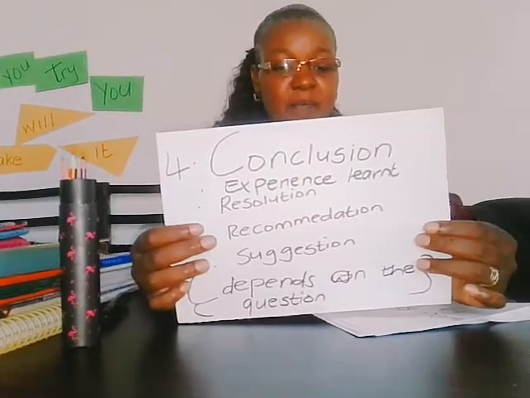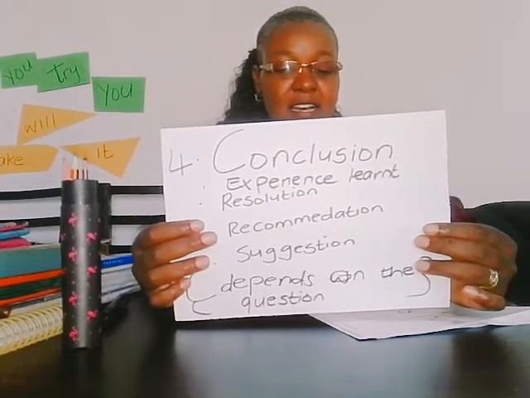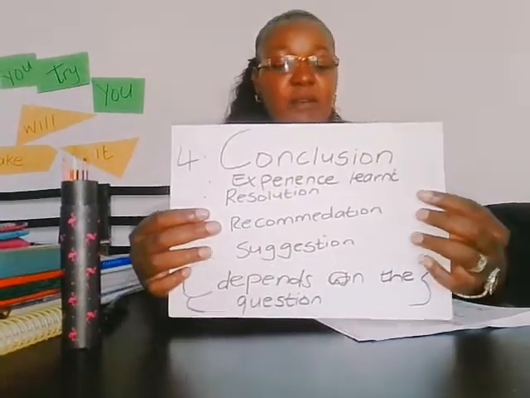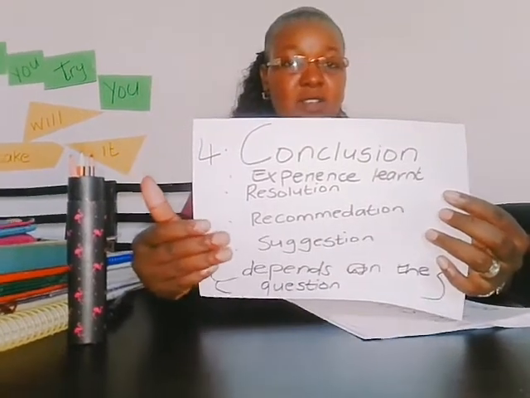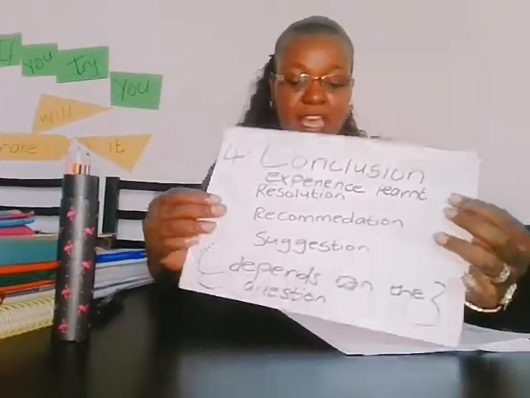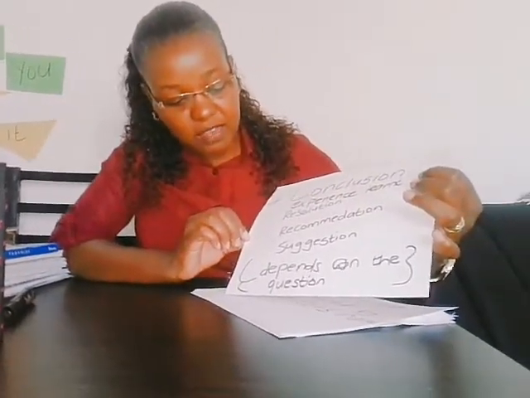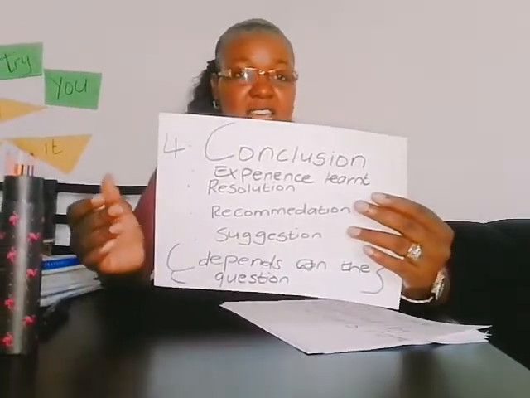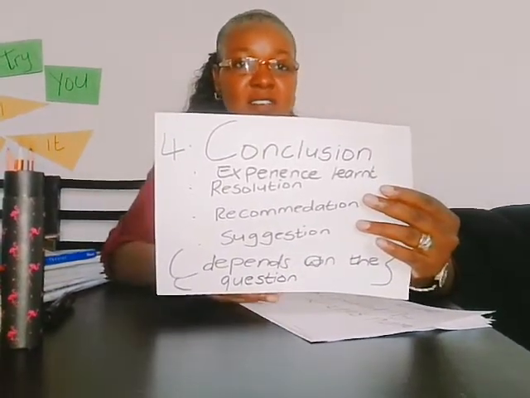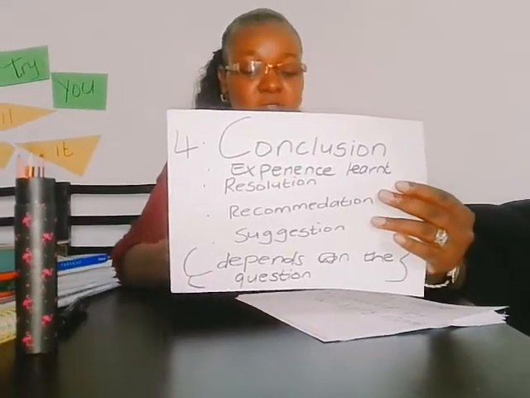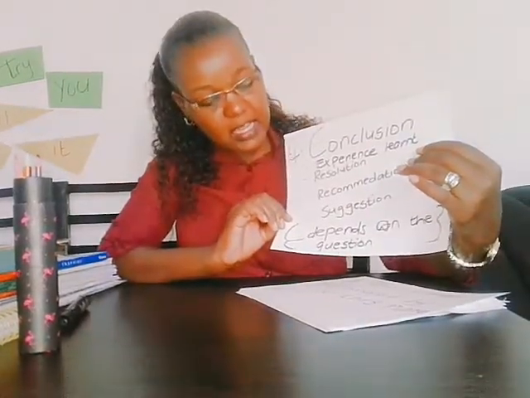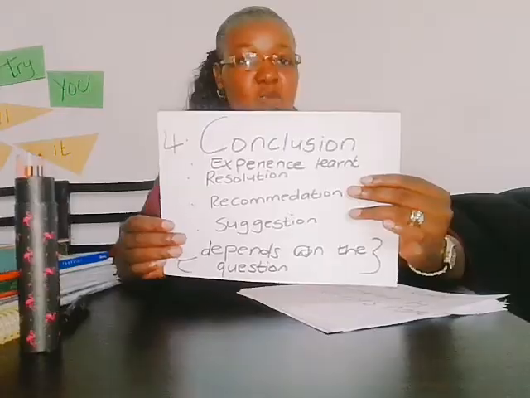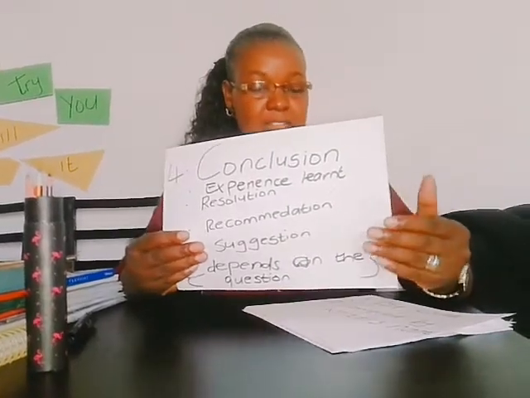The recommendation. Were you reporting about a crime? What do you recommend for the police or for people to do so that crimes are combated, so that crimes are stopped? And we can also have suggestions in the end. What do you suggest should be done so that the community does not fall prey to criminals? So this is mostly what happens in conclusion, and it depends on the question. Really, it depends on how the question comes out and how the prompts are brought out.